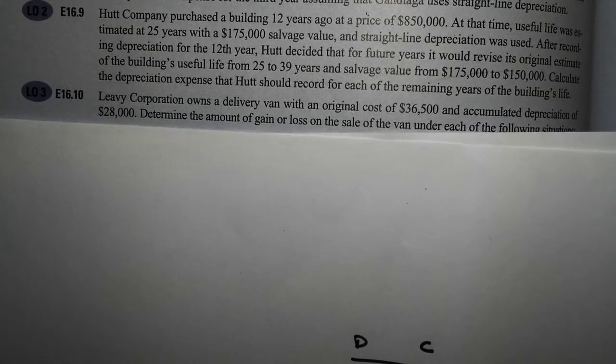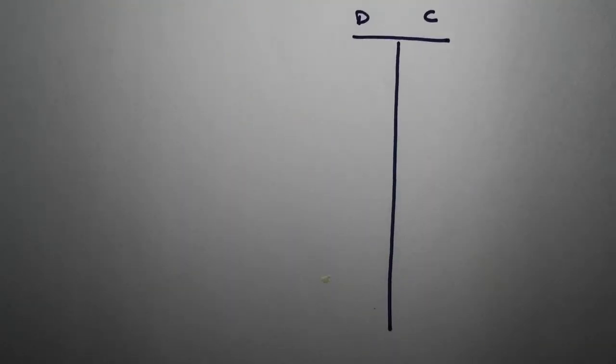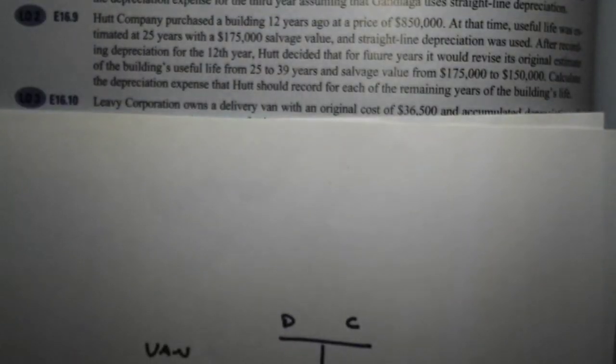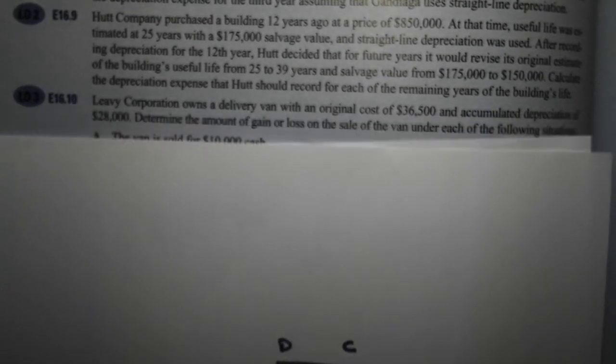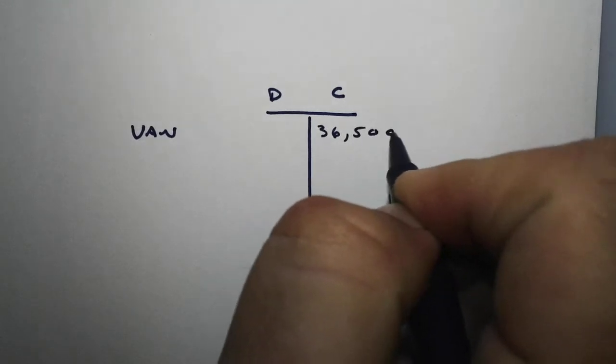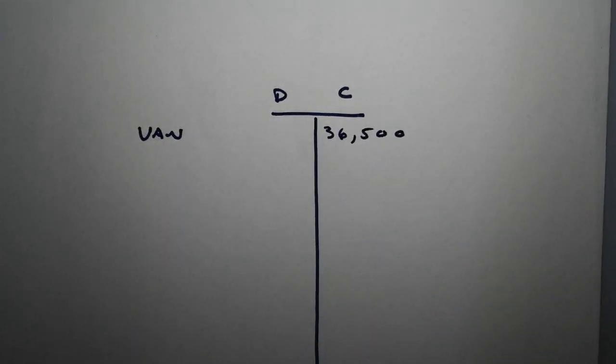So the original cost was $36,500. Remember, that is a historic cost. So we'll just say van, and we're going to credit the van for $36,500. Okay, so we know that that's going to happen first.